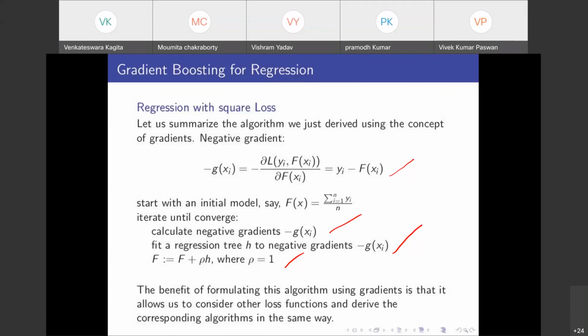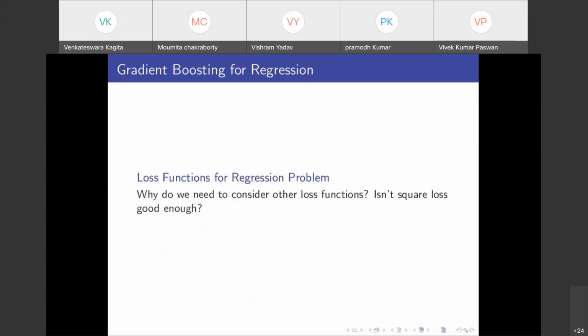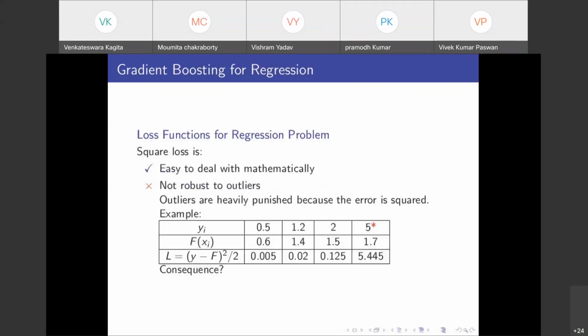Now the question coming in is, why do we have to consider other loss functions at all? Isn't the square loss good enough? So this is the question that comes up in this situation. Why do we need to consider other loss functions? Isn't the square loss good enough? Let us see what the problem is with the square loss.